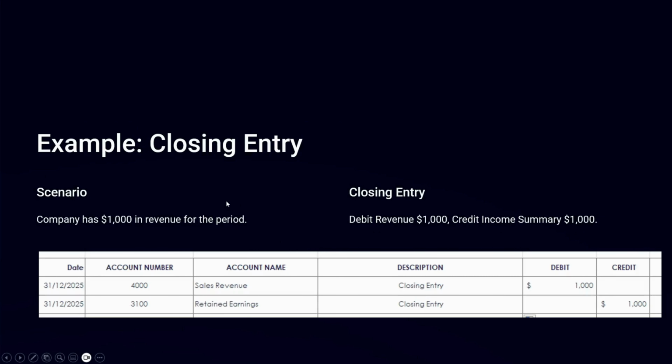We have an example for a closing entry. The company has 1,000 in revenue for the period. We will debit revenue for 1,000 and we credit income summary with the same amount, 1,000. So here is the transaction, at the end of the year, 31st December 2025. Sales revenue will be on the debit side because we will cancel the revenue, and we credit retained earnings with the same amount, which will be shown in the balance sheet account.